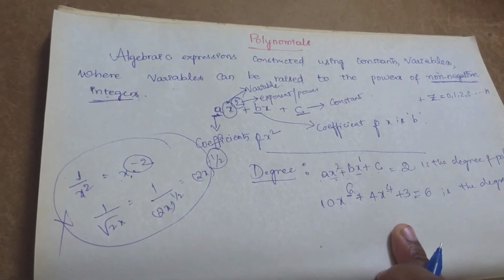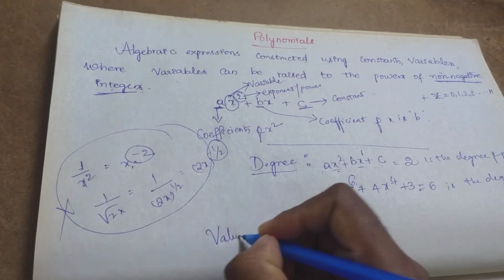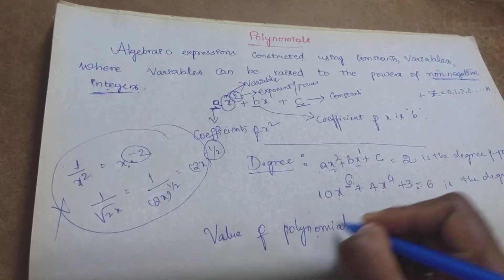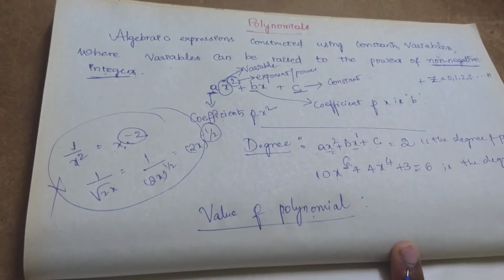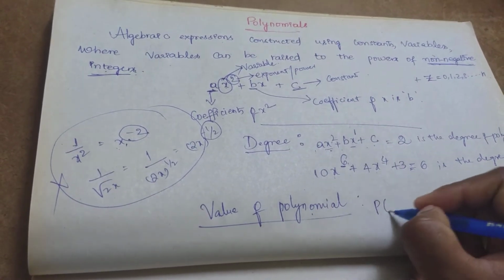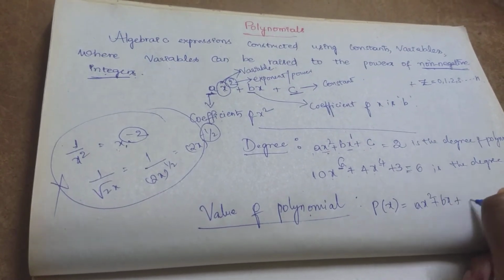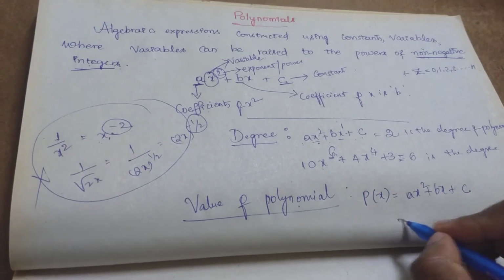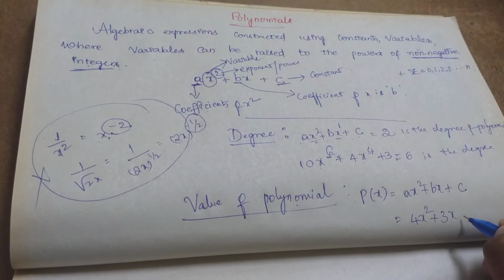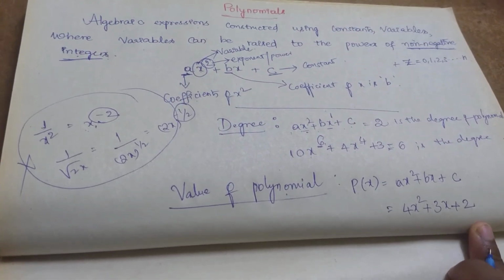After the degree, let's move on to the value of a polynomial. What is the value of a polynomial? The value of a polynomial means, let us suppose we represent the polynomial as p of x is equal to ax square plus bx plus c, or you can take it like 4x square plus 3x plus 2, something I have taken as a polynomial.